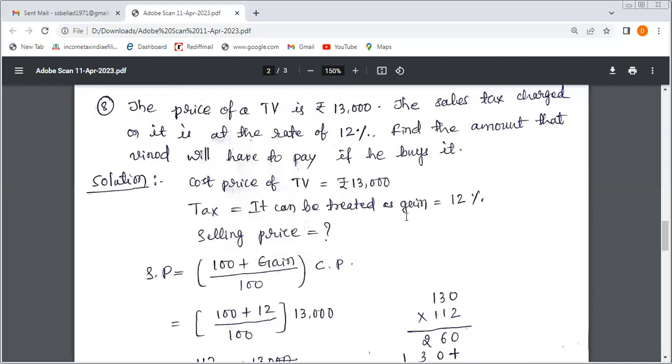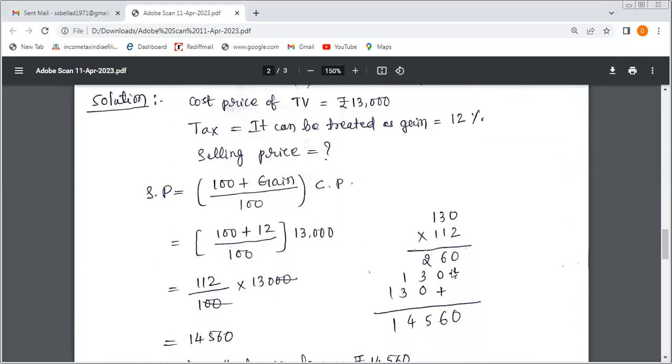So I will treat it as a gain. So the gain is 12%. Selling price we have to calculate. Selling price is equal to 100 plus gain divided by 100, into cost price. This is the formula to calculate the selling price. The point is that when you use this formula, the gain or loss should be in percentage. That is the restriction. So again, here it is 12%.